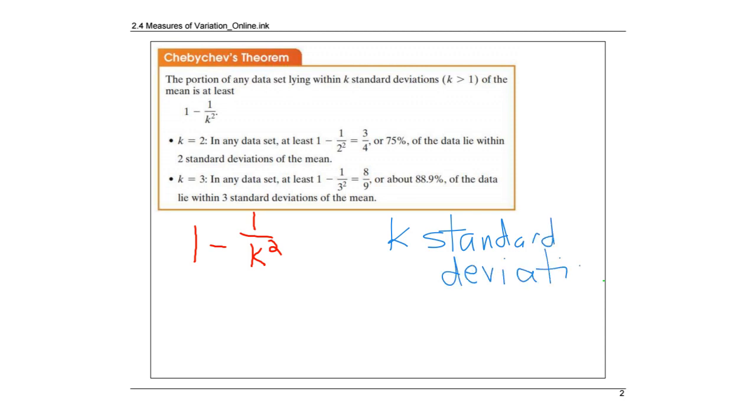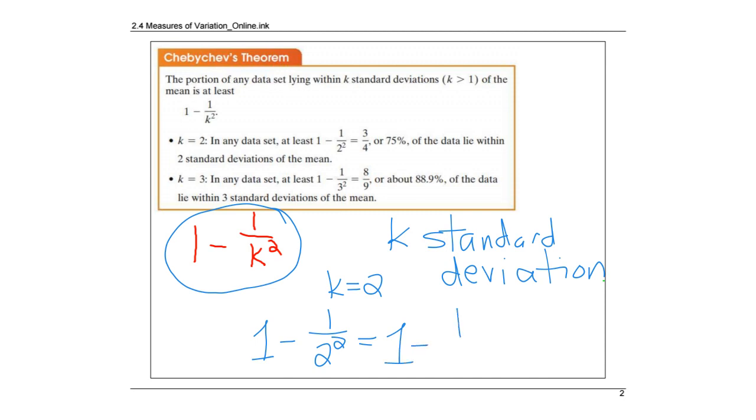And the way that we can estimate this area under the curve is we can take 1 minus 1 over k squared. Now, this isn't a great estimate, but it's an estimate. So let's say that I tell you that k is equal to 2. Then we're going to take 1 minus 1 over 2 squared. So that's going to be 1 minus 1/4, which would give me 3/4, or that would also be 75%.